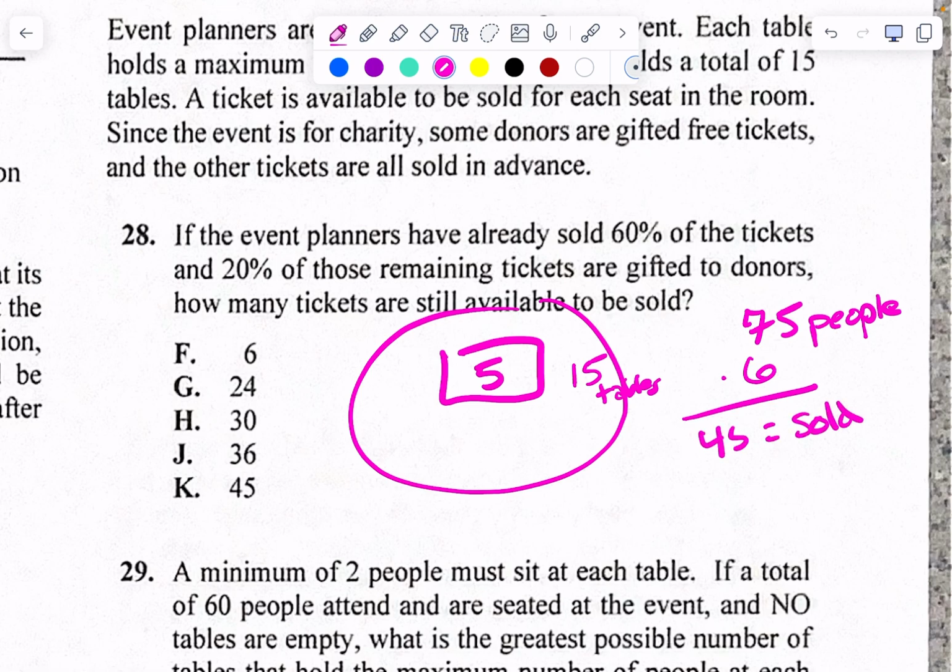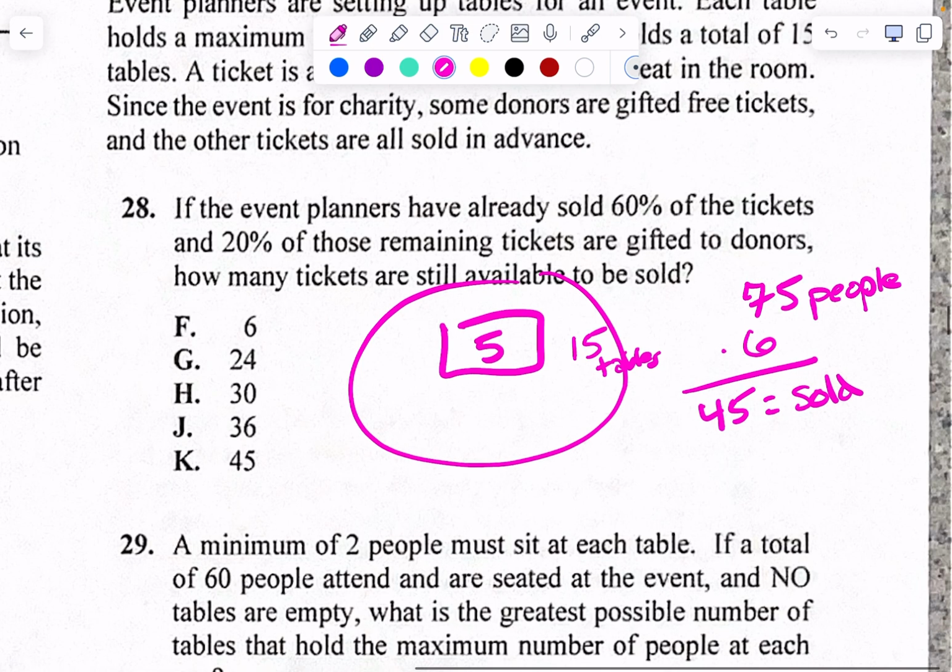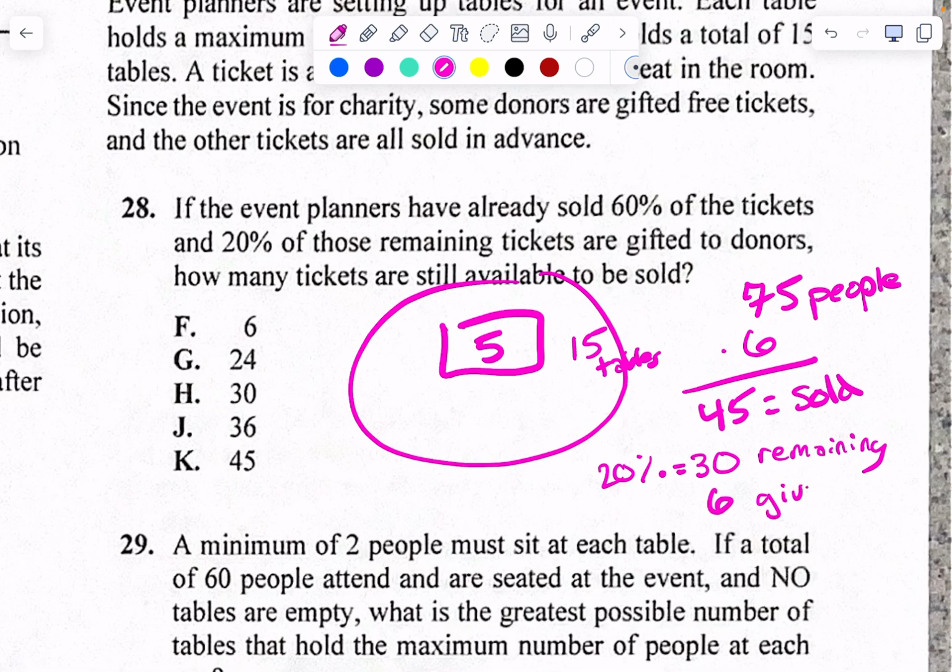45 tickets are sold. And 20% of those remaining tickets, how many tickets remain if there's 45 already sold? 30? 30 remaining, and 20% of those tickets are given to donors. What's 20% of 30? 6? 6 are given away, okay? And so 6 of the 30 that's remaining are given away, so 24 remain to be sold.